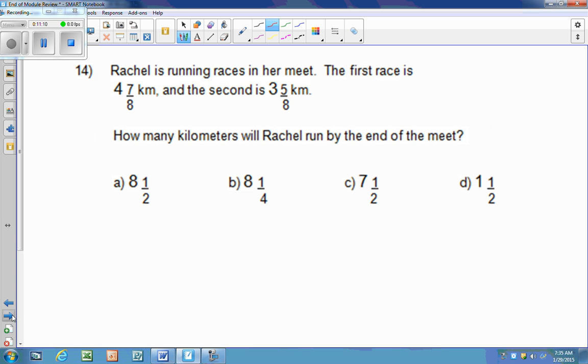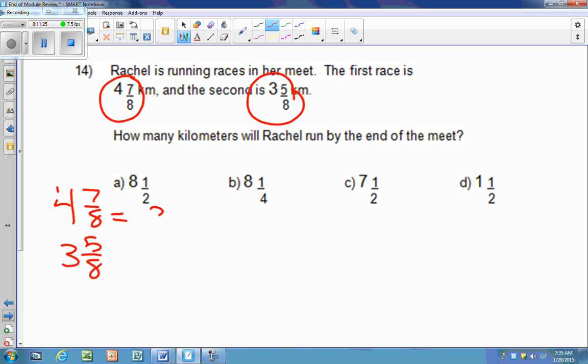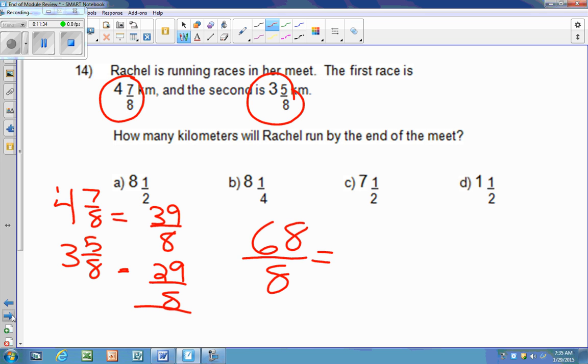Next, Rachel is running a race in her meet. The first race is 4 7/8 kilometer, and the second is 3 5/8. How many kilometers will Rachel run by the end of the meet? So we have 4 7/8 and 3 5/8, and we're going to convert them into improper fractions. So we have 39/8 and 29/8. And when we add the two of them up, we end up with 68/8. And then we have to turn it into a mixed number. So we have 8 4/8. And when you simplify that, it is 8 1/2. So the answer is A.